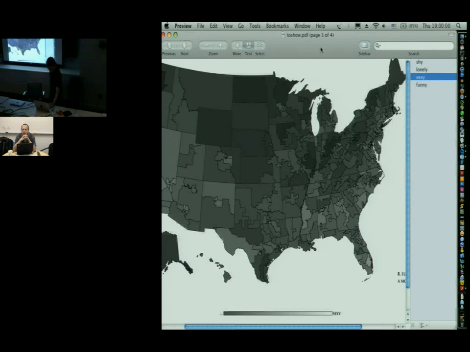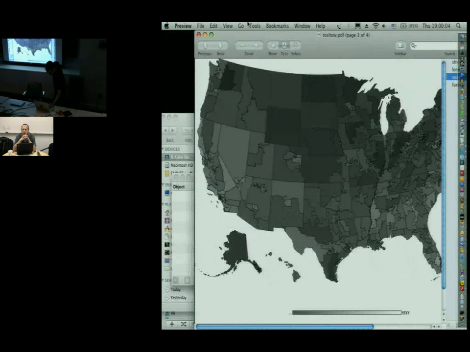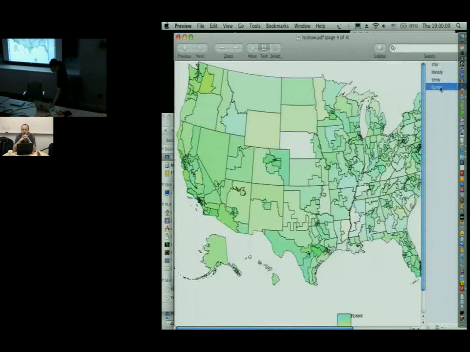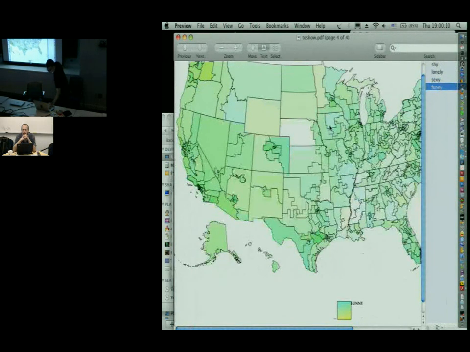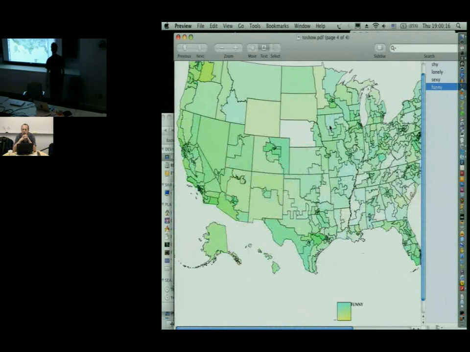So sexy really only shows up in a few places. It's actually pretty interesting. It sort of shows up on the coast. And here's where people say they're funny, men versus women. The white areas are the least funny parts of America. There you go, right there. It's the least funny part of America, right there.